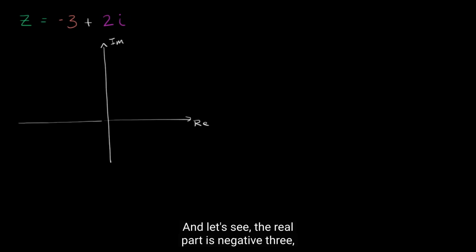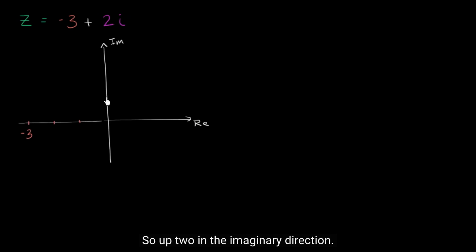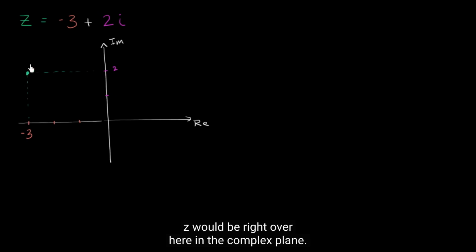So this is our imaginary axis, and that is our real axis. And let's see, the real part is -3. So we go 1, 2, 3 to the left of the origin. So -3. And then we have 2i, so we're going to go up 2 in the imaginary direction. 1, 2, just like that. And so z has real part -3, imaginary part 2. Z would be right over here in the complex plane.